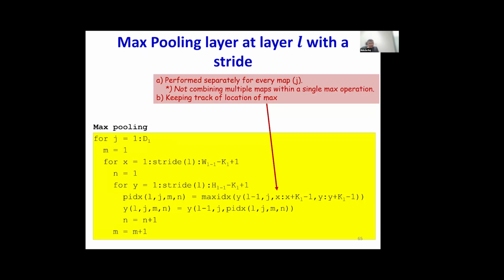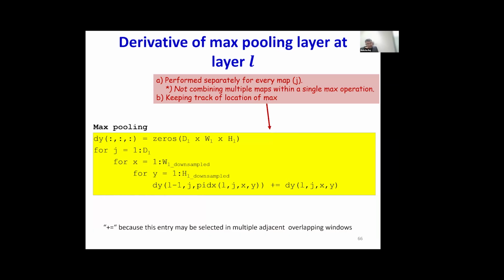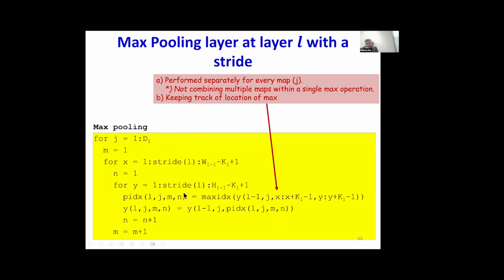So also, if I were performing max pooling with a stride, typically when I'm performing max pooling, I'm stepping forward with a stride. So if I'm performing the derivatives going backwards, this becomes even simpler because when I'm going forward, I'm retaining the position.